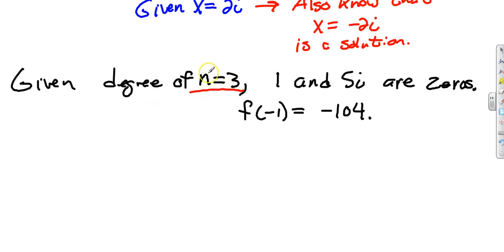Okay. Again, whenever they tell you that n is equal to 3, that means you have to have 3 solutions, which also means it needs to be x to the third.